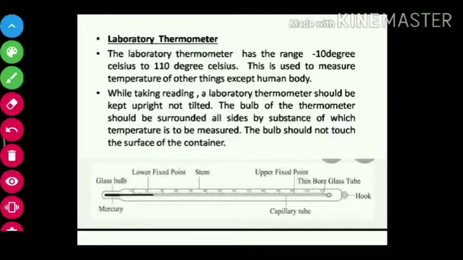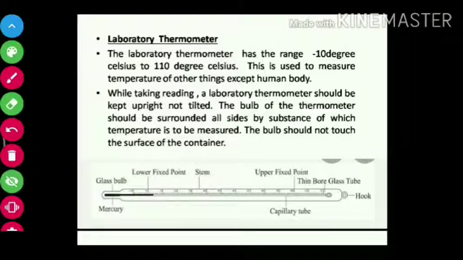Now look at the laboratory thermometer. Here in the laboratory thermometer, it has a range from minus 10 degrees Celsius to 110 degrees Celsius. You can see on this screen that the thermometer is given. This is the laboratory thermometer. Here this is minus 10 and here 110. So it ranges from minus 10 to 110 degrees Celsius or centigrade.